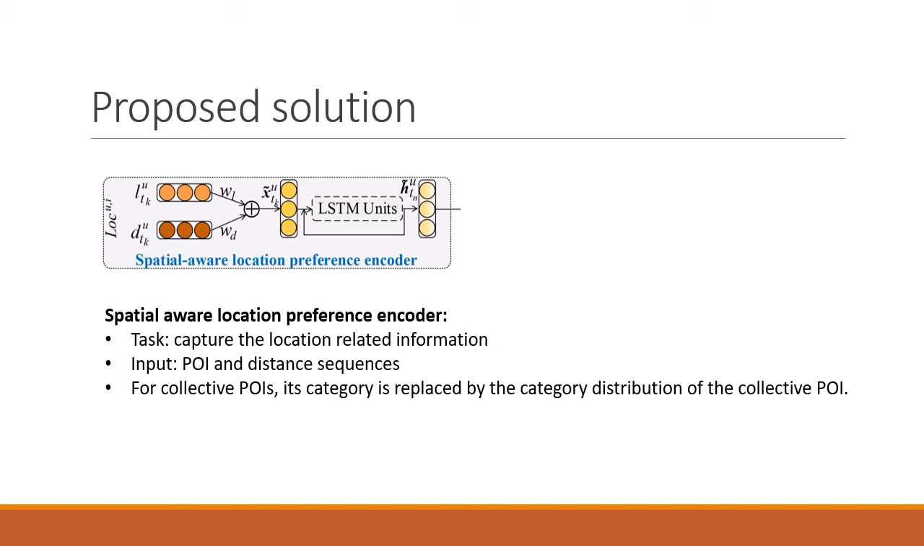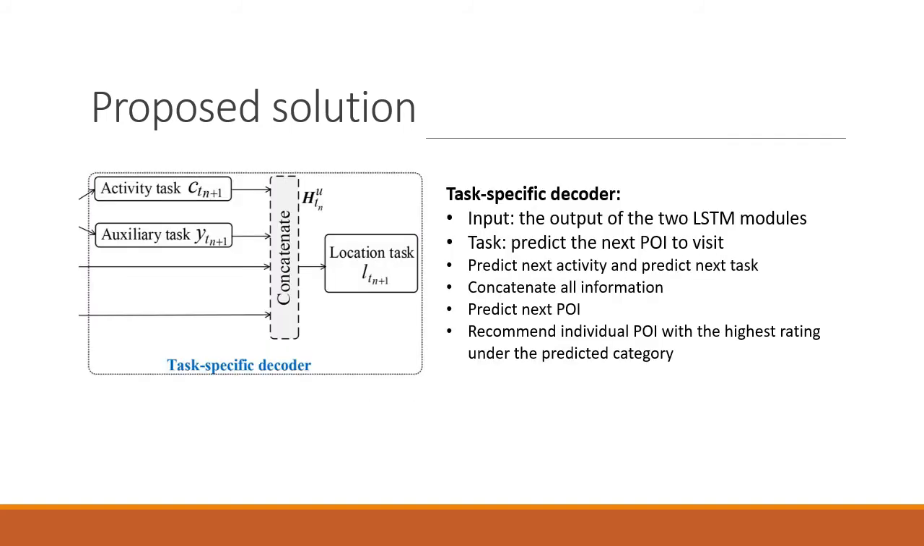The second LSTM module is called the Spatial-Aware Location Preference Encoder. Its task is to capture the location-related information, and its inputs are the POI and the distance sequence. Lastly, the outputs of the 2 LSTM modules will be put into a task-specific decoder. We use the output of the first LSTM multiplied by each category or type information to predict the next category and next type with the highest score.